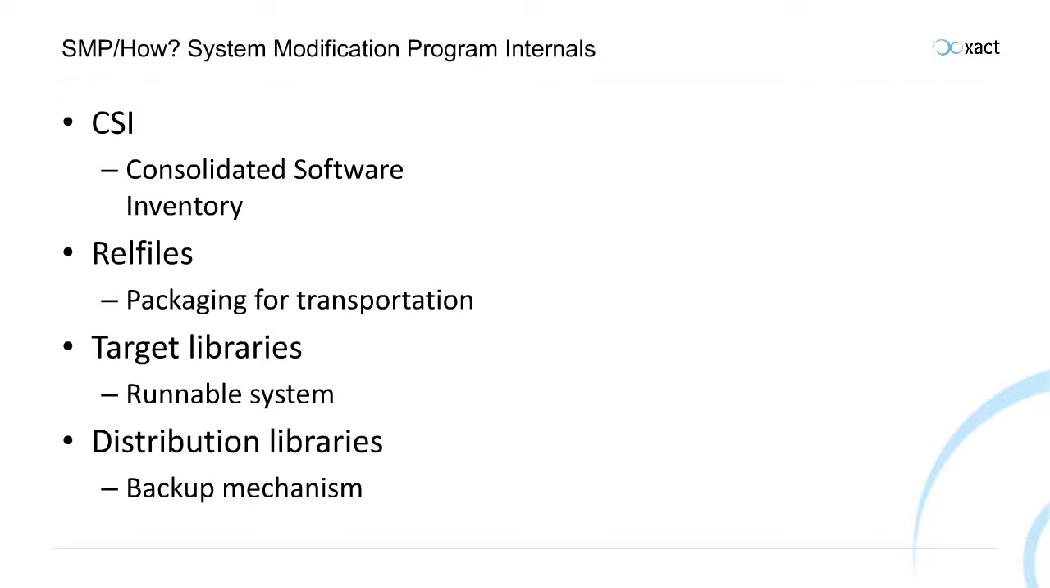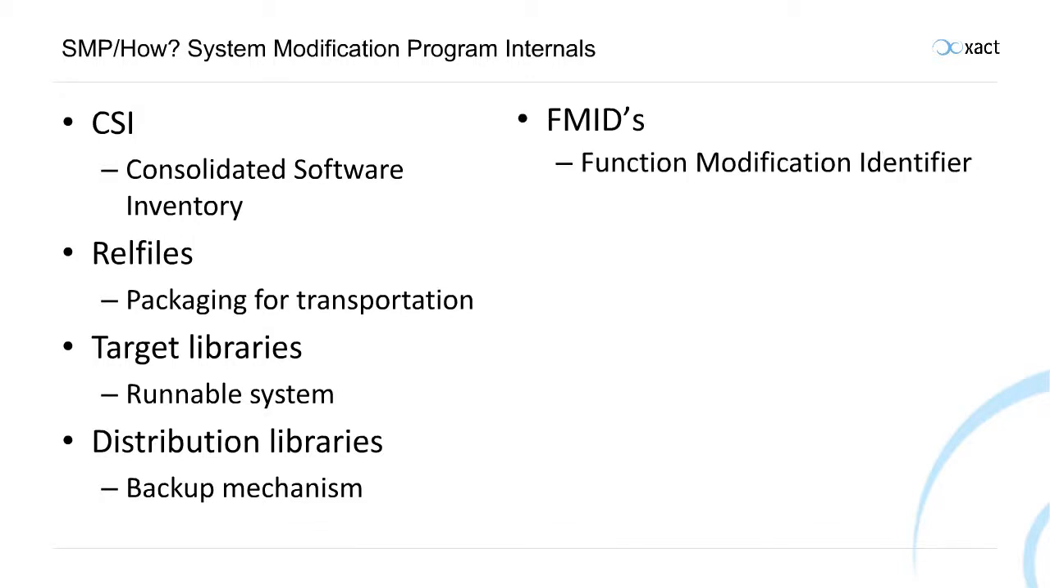You will also install a set of so-called distribution libraries, which in effect is the backup mechanism for systems and fixes. They contain data sets with unmodified source and single object load modules to be used in the event of having to roll back a fix. FMIDs are a structured naming convention for products and features. A DDDEF entry contains the information SMPE needs to dynamically allocate a specific data set. It is a mapping of data sets and high-level qualifiers.